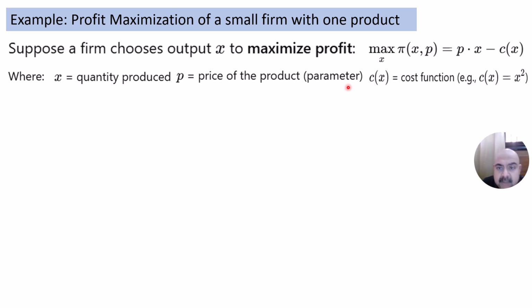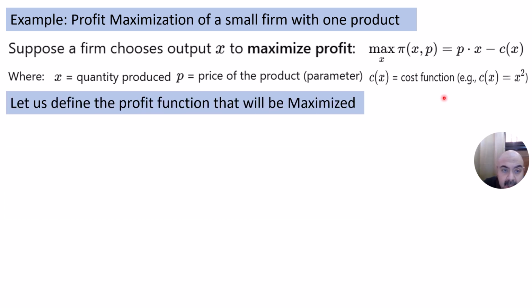Number 2, c is the cost function that we are interested in. Right after that, let's define the profit function that will be maximized, which is bx minus x squared. That's the function that we need to maximize.